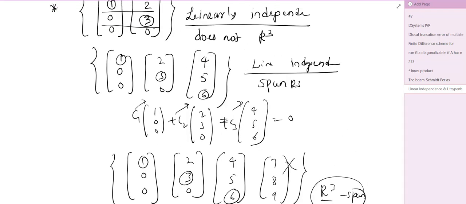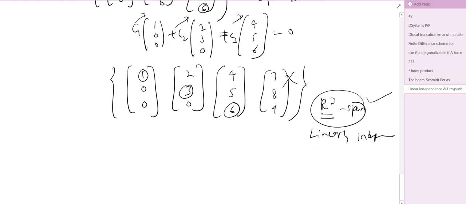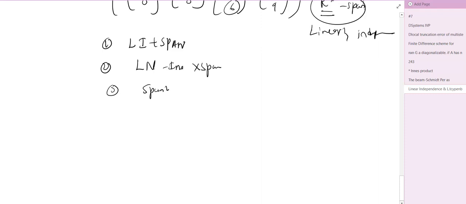So we have seen an example where it is linearly independent but does not span. It is both linearly independent and spans, but in this last case it spans, but it is not linearly independent. So by these examples it is clear that sometimes it may be linearly independent plus spanning both. In some cases it may be linearly independent but may not span, and sometimes it may span but they are not linearly independent. So these combinations of examples may occur in future.